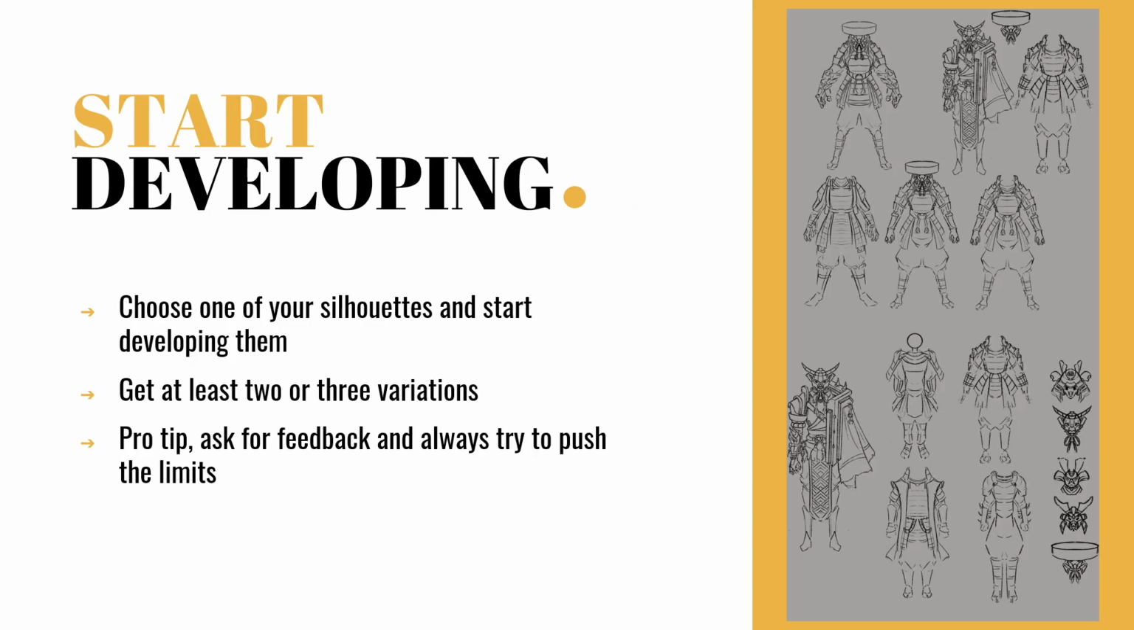So basically now, start your developing. Choose a silhouette to start on and develop them. At least get 2 to 3 different variations on that silhouette. So you're now more focused on details. If you want to start doing sketches instead of big shapes, go do that. This is your stage now to do it.